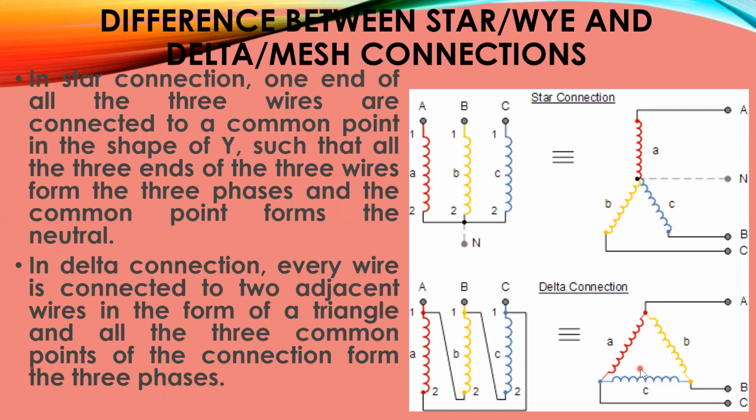In delta, every wire is connected to the adjacent wire, the next wire. So it is interconnected like this, adjacent wires in the form of a triangle. And all the three common points of the connections form the three phases, so these three points will take the three-phase supply. This is the construction difference between the star and the delta. So, next slide.